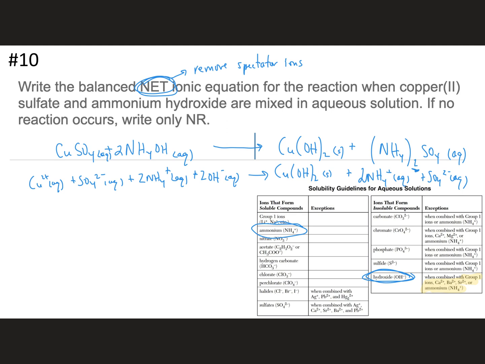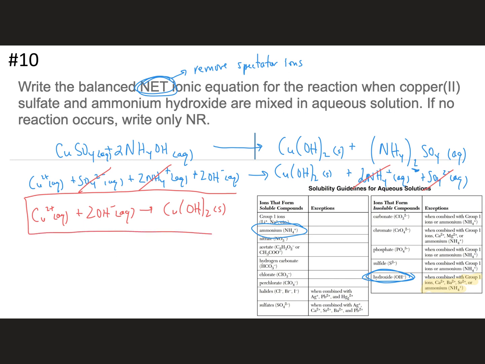Now to find our net ionic equation, we want to remove our spectator ions. Spectator ions go through the reaction unchanged. They are the same on both sides. So my ammonium cancels out, my sulfate cancels out, and that leaves me with a net ionic equation of copper 2 plus plus 2 hydroxides will yield solid copper 2 hydroxide. That is our net ionic equation for this reaction.